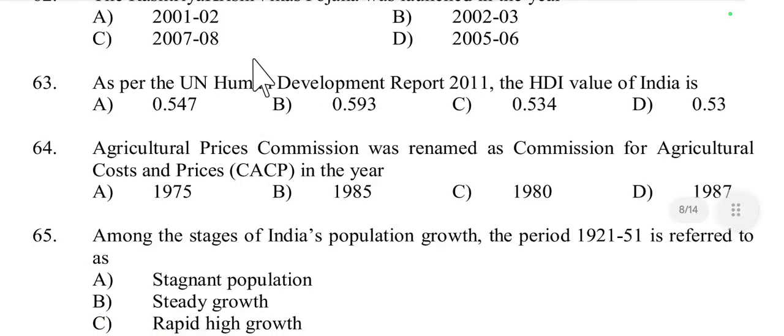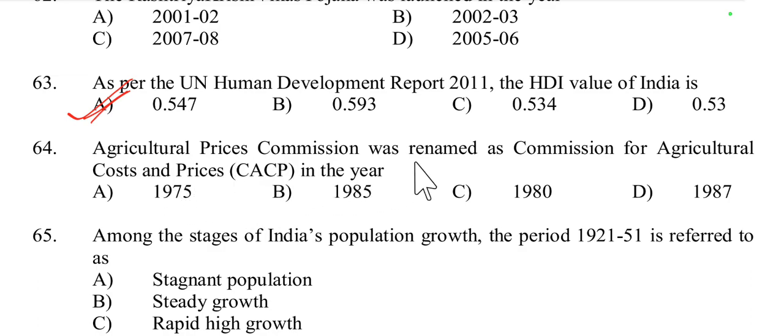Then question number 63. As per the UN Human Development Report 2011, the Human Development Index value of India was 0.547, 0.593, 0.534 or 0.53? It was 0.547. According to the UNDP Human Development Report 2011, India's HDI at the time was 0.547, placing it in the medium human development category.